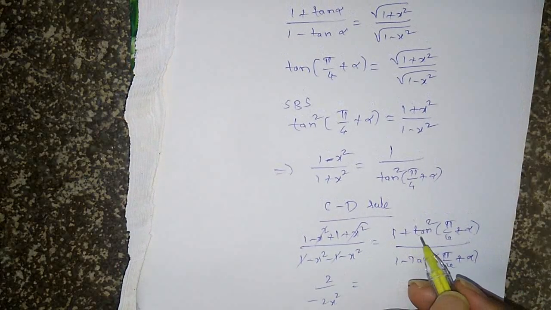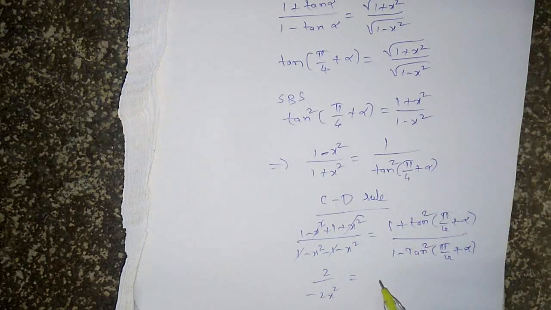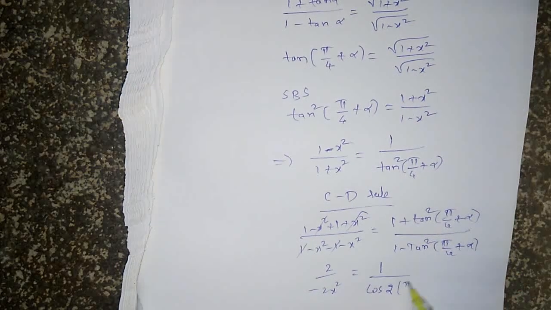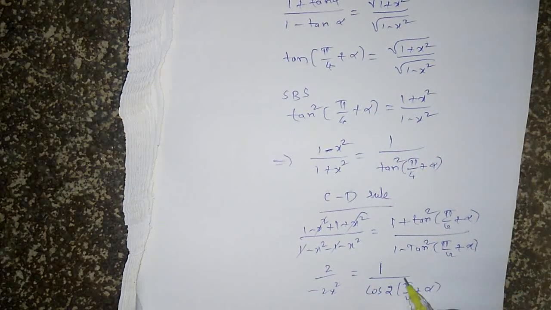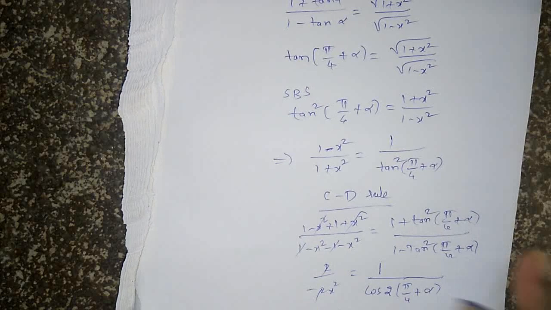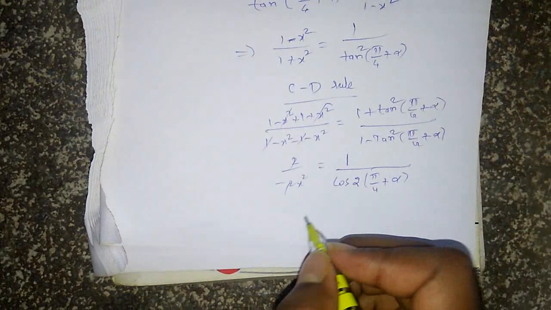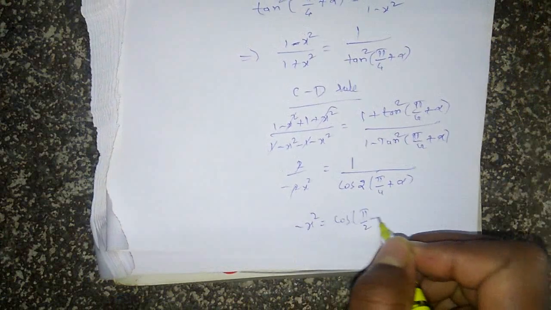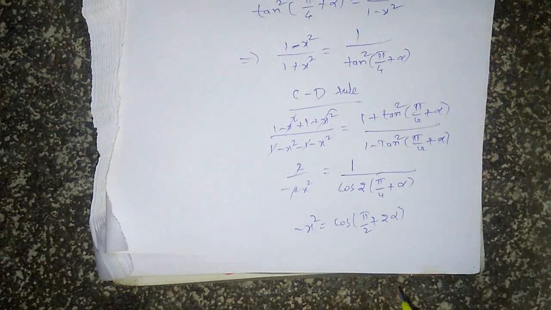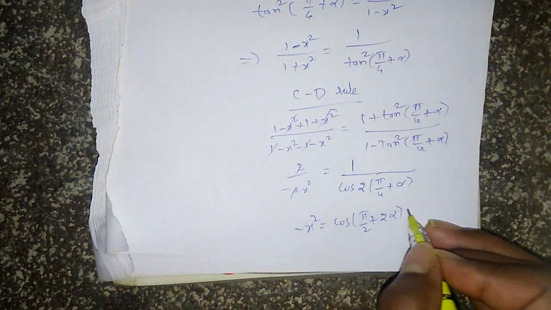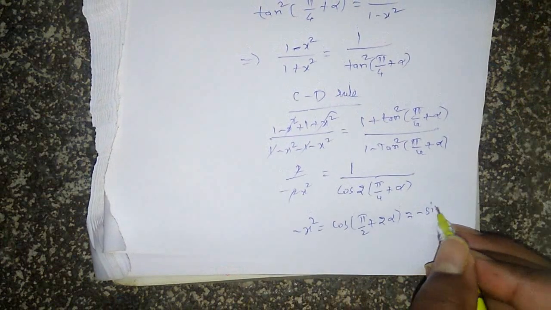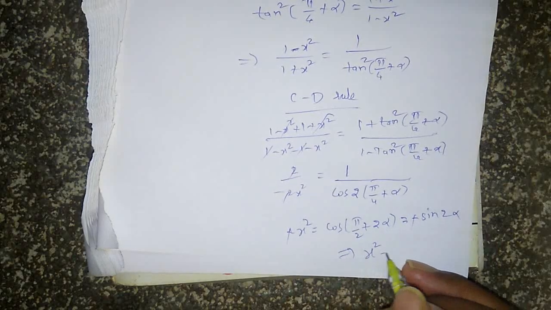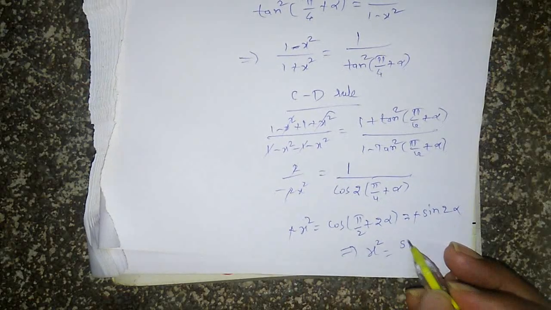This is in the form of (1 plus tan square theta) by (1 minus tan square theta), that is 1 by cos 2 theta, that is 2 into (pi by 4 plus alpha). Here 2 gets cancelled, so that is minus x square is equal to cos of (pi by 2 plus 2 alpha). So cos of (90 plus theta) is minus sin theta, this will be minus sin 2 alpha. Here minus minus gets cancelled, implies x square is equal to sin 2 alpha.